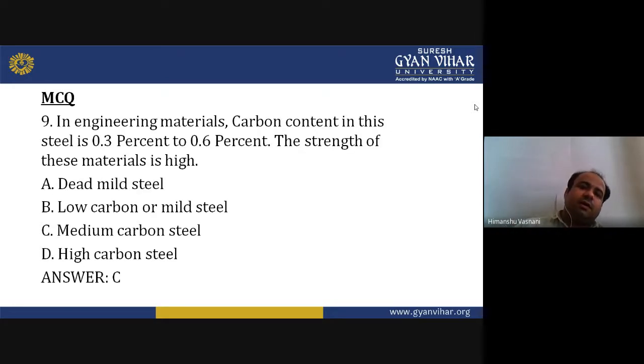Now in engineering materials, the carbon content in this steel is 0.3% to 0.6%. I repeat once again, the carbon content in this steel is 0.3% to 0.6%. So the strength of these materials is high. What do you call this? We call this medium carbon steel, because the carbon content is 0.3% to 0.6% and the strength of these materials is really high.